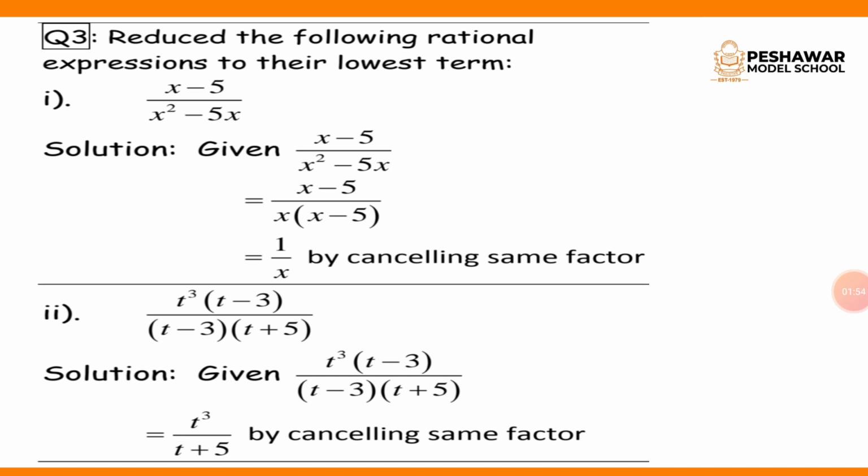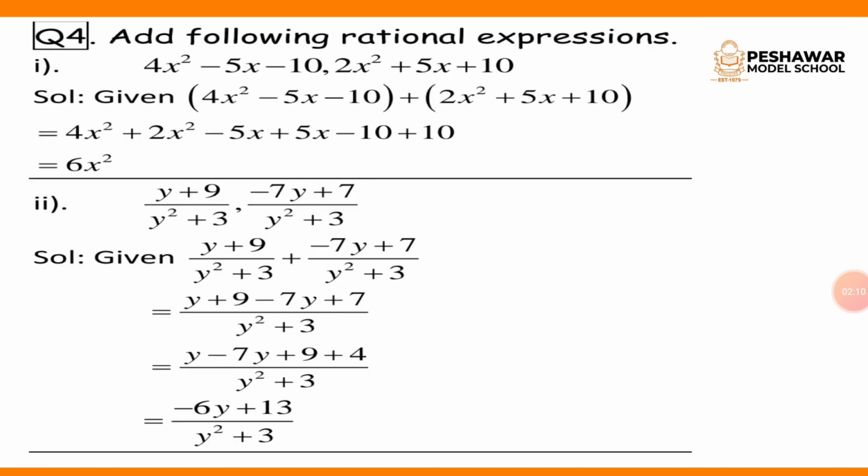Second, t cube into t minus 3 divided by t minus 3 into t plus 5. For the simplification, t minus 3 is in the numerator and in the denominator also. So both cancel each other and the remaining part is t cube divided by t plus 5.